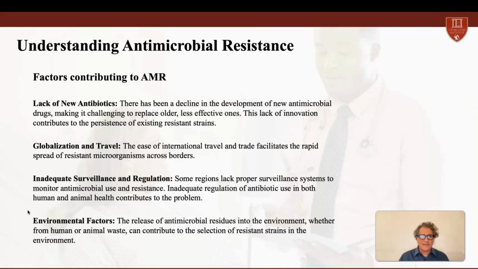There is also the lack of new antibiotics. For example, if there is a new disease, maybe we don't have exactly the specific antibiotic. We may use a similar one that doesn't work. And this lack of innovation contributes to the persistence of existing resistant strains. There is also globalization and travel, as already said, the fact that millions of people continue to interact and move every day, in a single moment. They continue to meet.